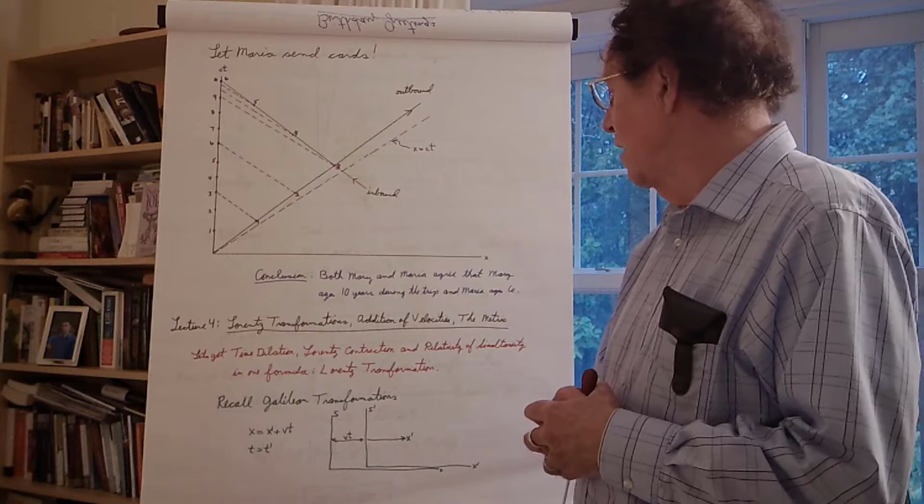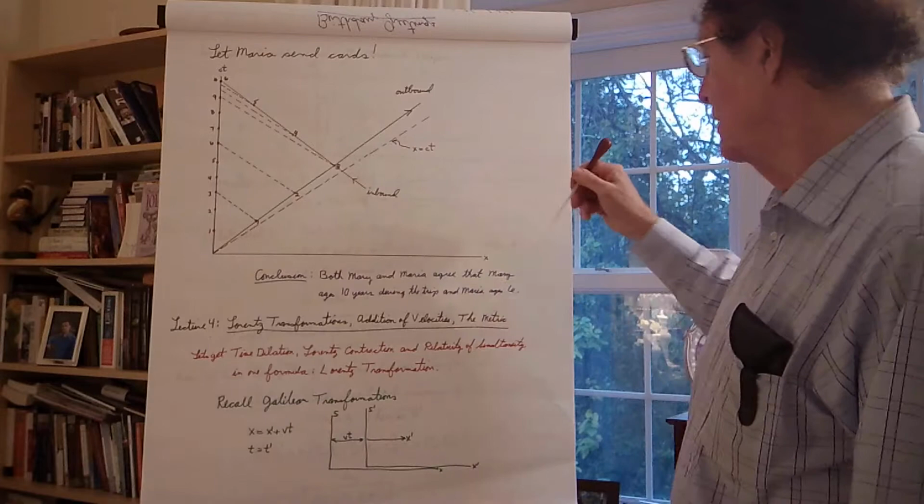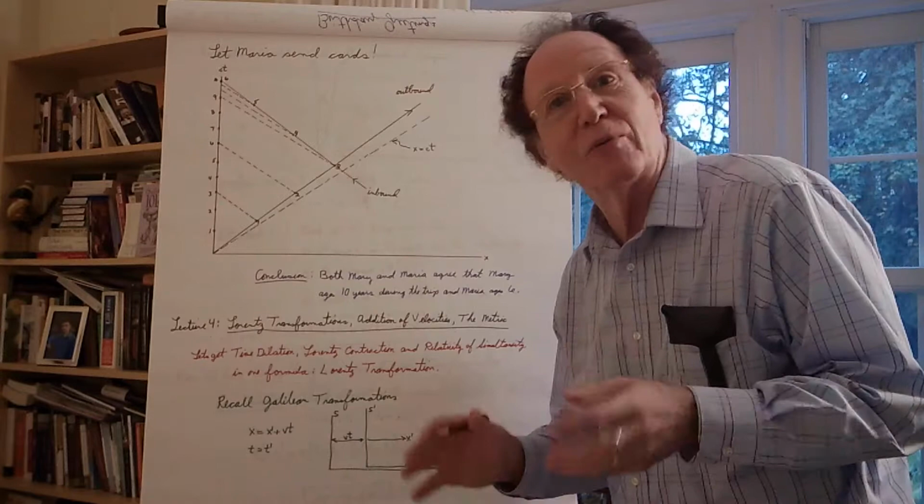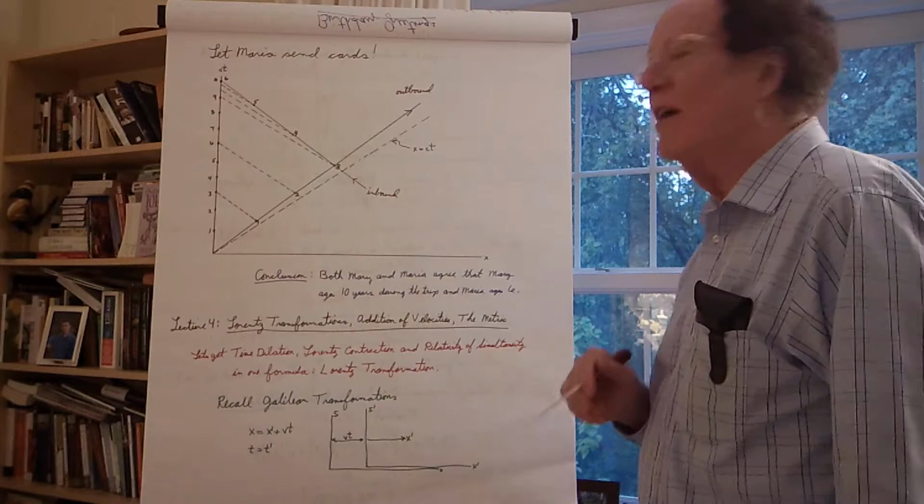So let's get time dilation, Lorentz contraction, and the relativity of simultaneity in one formula. So this formula is going to be great for us. We won't have to think quite so hard about these subtle effects. The Lorentz transformation formula will be a plug-in formula and will help us along with that.